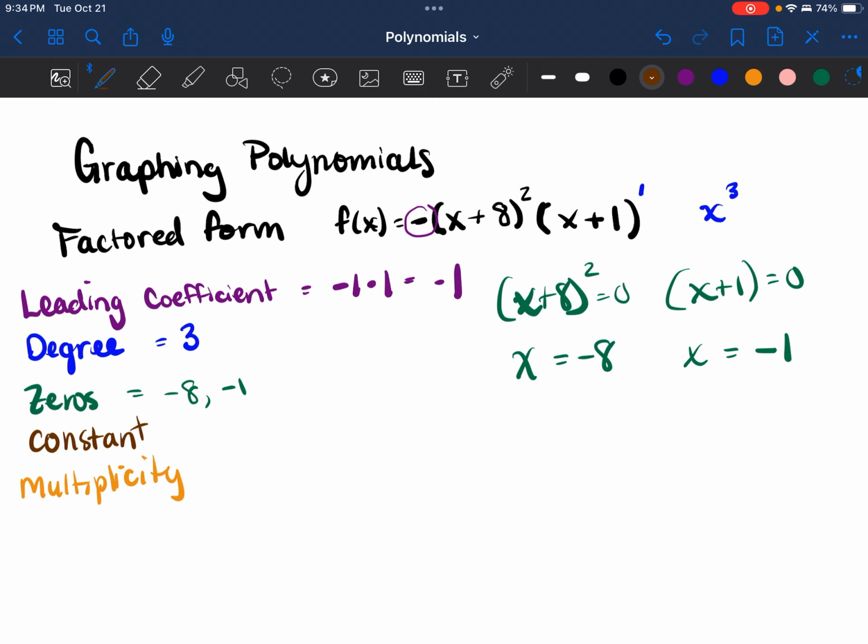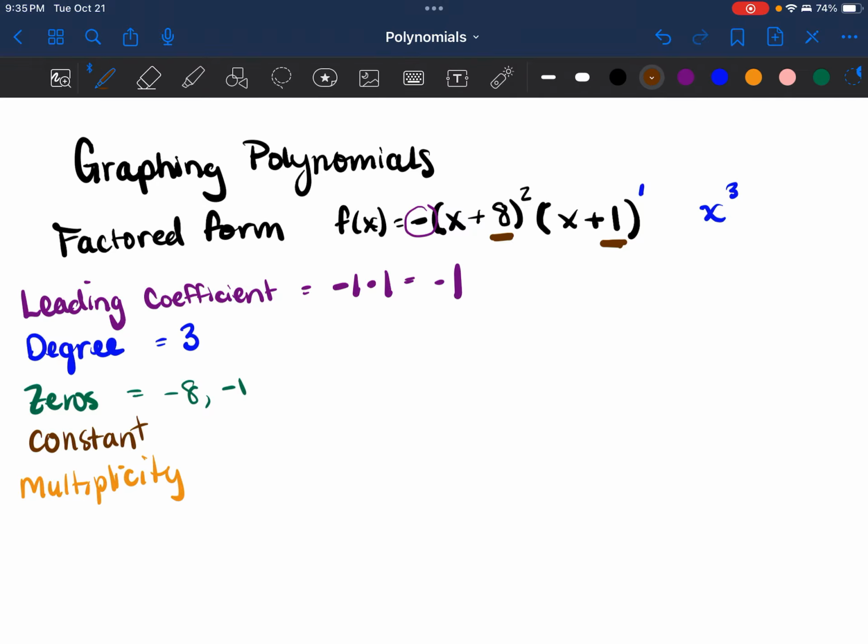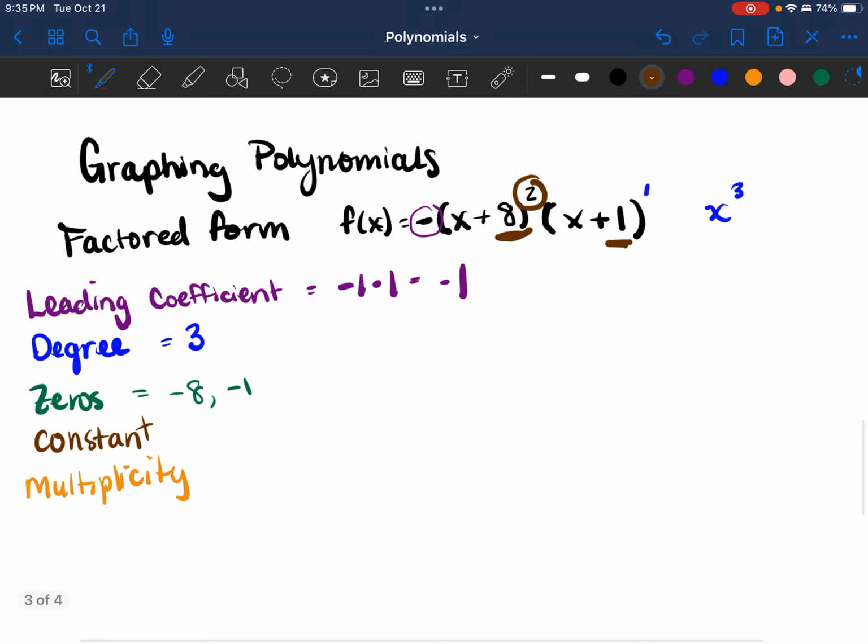Our constant comes from finding or multiplying the constants for each of the factors. And here, we want to remember that this 8 is actually happening 2 times. So the constant would be 8 twice with the 1 from here. We also want to remember that it is negative, so our answer is going to be -64.